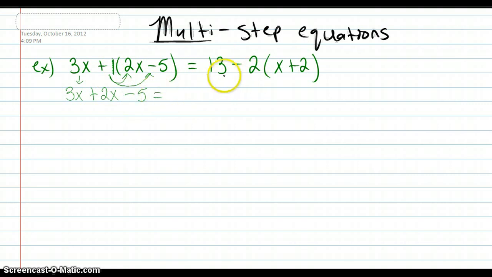Now this part here is like the previous question. Remember, you do not do 13 minus 2 to get 11. This negative 2 belongs with the parentheses. So I'm going to bring down the 13. You just can't ignore it. Now we distribute. Negative 2 times x is negative 2x. And a negative 2 times a positive 2 is a negative 4.